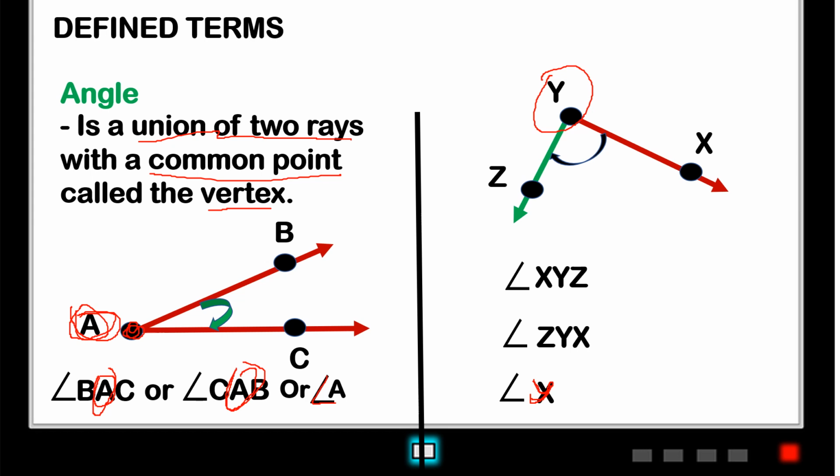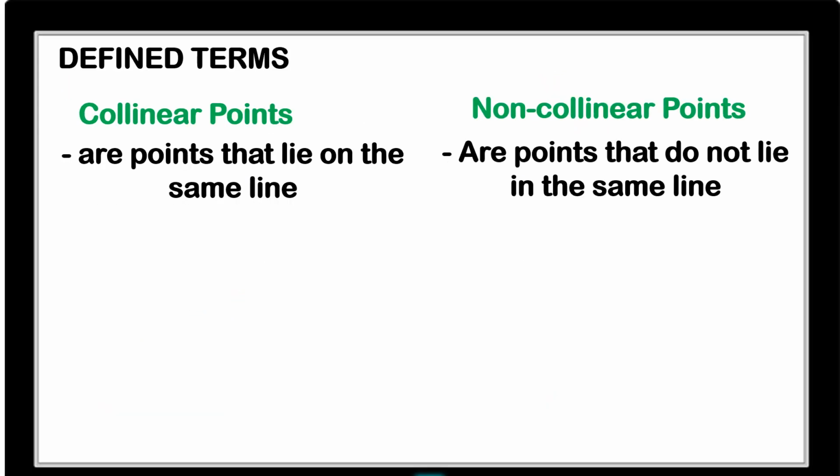Ganun lamang po. Aside from angles, as defined terms in geometry, we have also the collinear points and the non-collinear points. Ano nga po ba ang collinear points? So when we see collinear points, these are points that lie on the same line, while non-collinear points are points that do not lie on the same line. Ganun lamang po ang kanilang pagkakaiba.